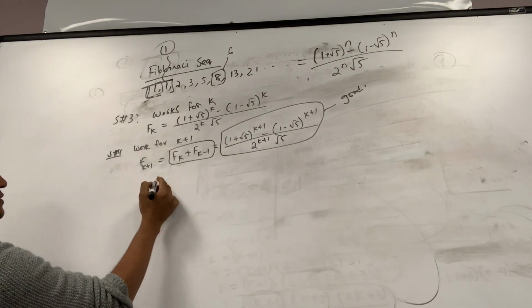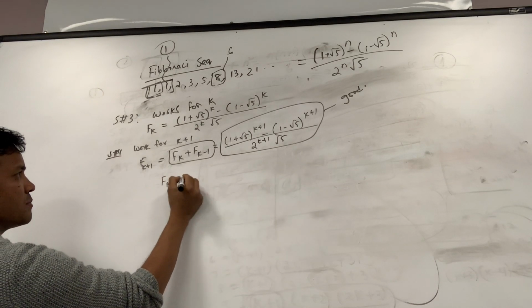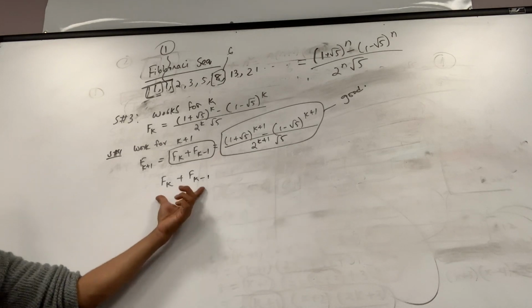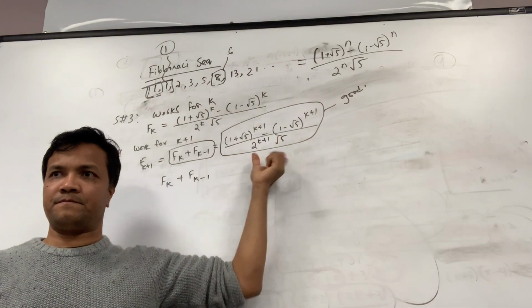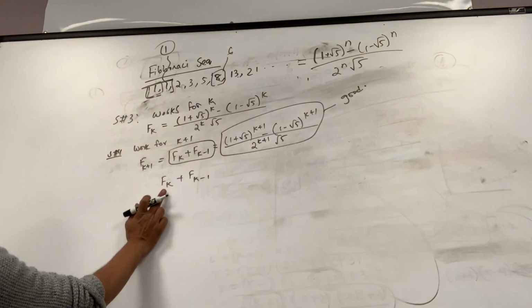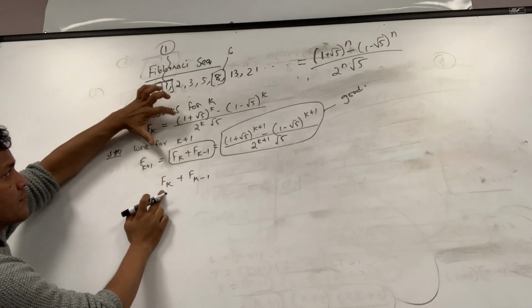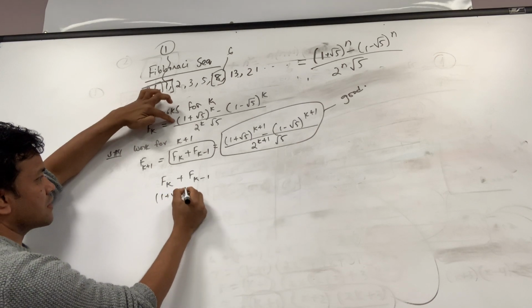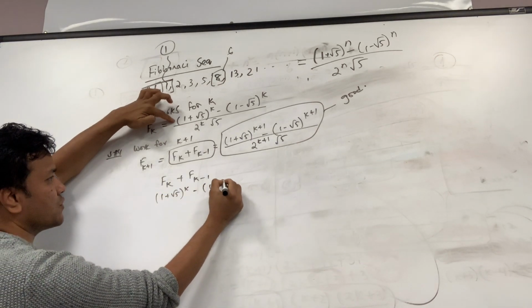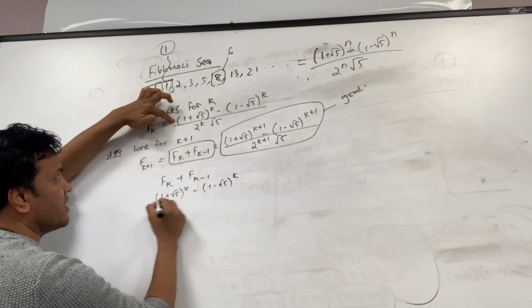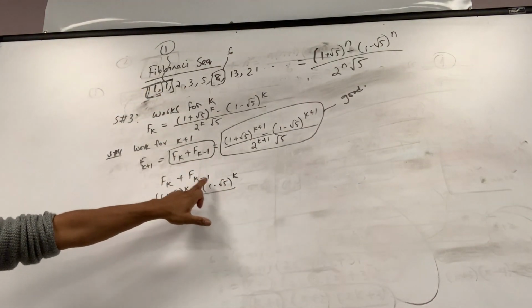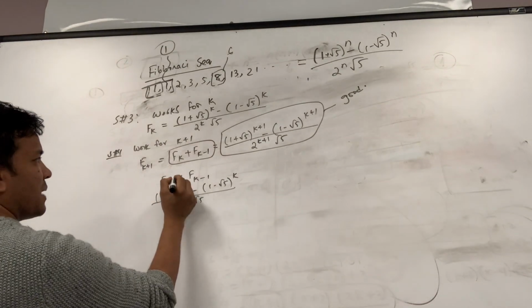Okay, so we have this: f of k plus f of k minus 1. We're going to turn this one to look like that. So what is f of k? 1 plus root 5 to the k minus 1 minus root 5 to the k, over 2 to the k root 5. What is f of k minus 1? There is a plus in the middle.